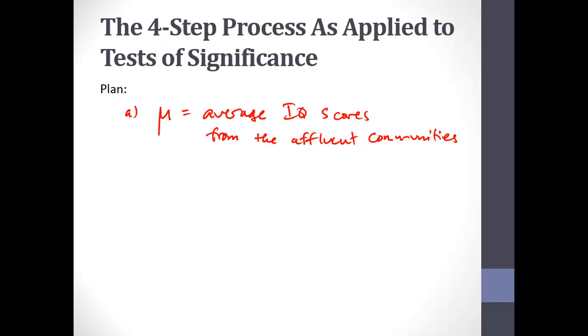So again, the thing that we're trying to say something about is mu, which in this case is the average IQ score from affluent communities. So overall, everybody who lives in an affluent community, if we took all of those people, what's their average IQ score?